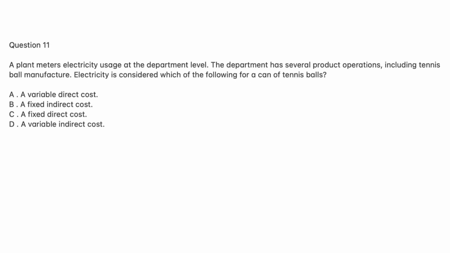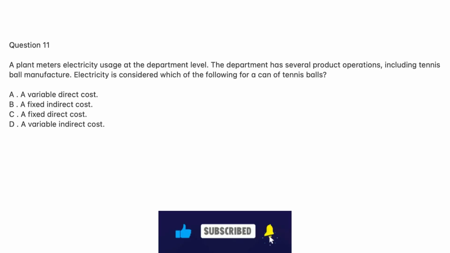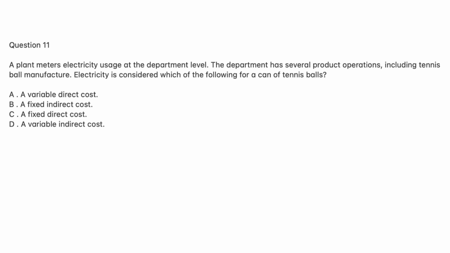Question 11. A plant meters electricity usage at the department level. The department has several product operations, including tennis ball manufacture. Electricity is considered which of the following for a can of tennis balls? A. A variable direct cost. B. A fixed indirect cost. C. A fixed direct cost. D. A variable indirect cost.